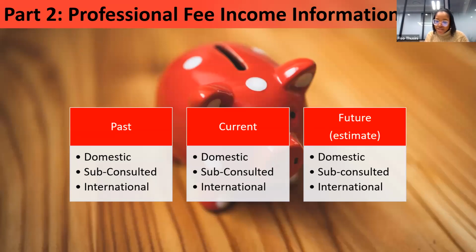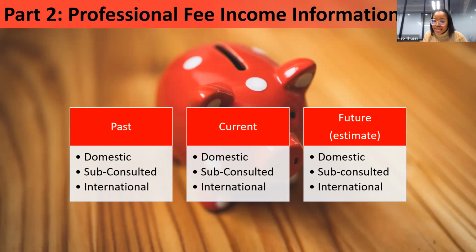We also look at current fees. That is when the financial year end would be immediate. So for example, 28th of February as a financial year end, that would be current fees. So that's what we would be looking at for those fees there.